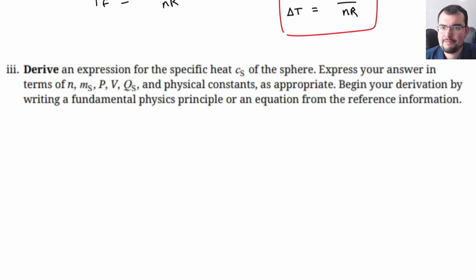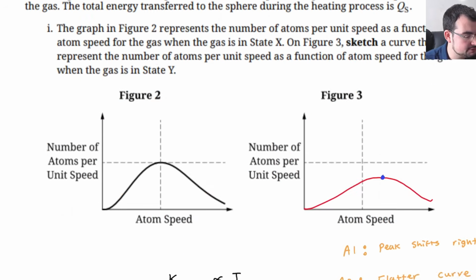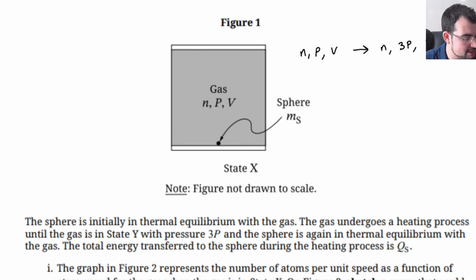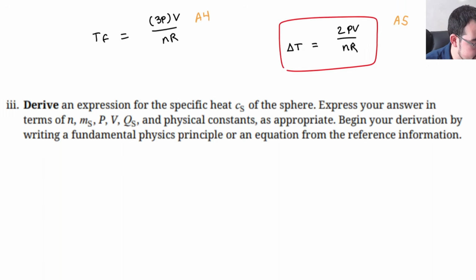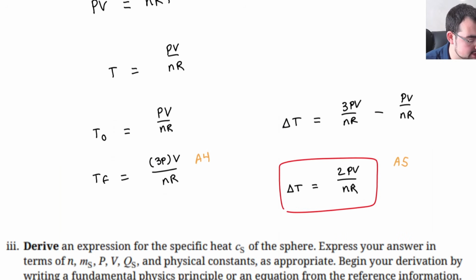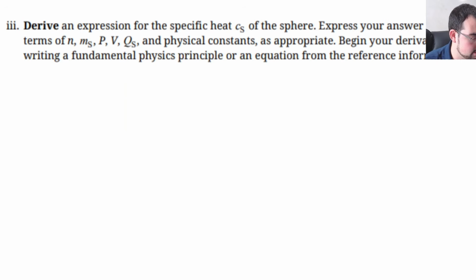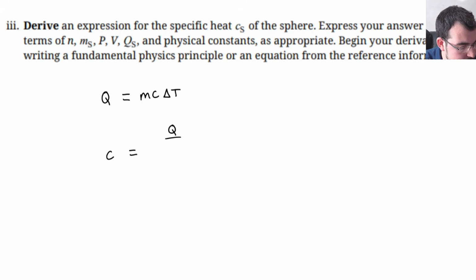So now what's happening is we're transferring heat to the sphere in this process. There's a sphere at the bottom of this container that is being heated by the gas. It also tells us the amount of heat transferred to the sphere was Q_S. Well, we have Q, we have delta T, we want specific heat. Well, specific heat, it's always just Q equals mc delta T. So that means c is equal to Q over m delta T.